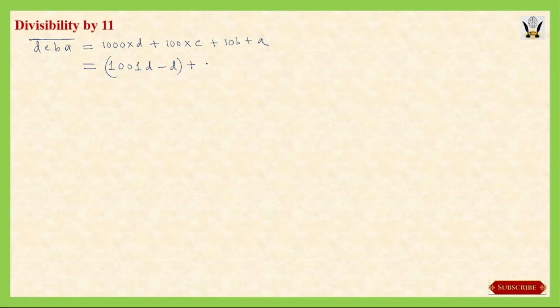Now 100c can be further written as 99c plus c. Why are we arranging it this way? Because 1001 is actually divisible by 11 and 99c is also divisible by 11. So that's why we are rearranging this way. Then 10b can be further written as 11b minus b, and then we have a.